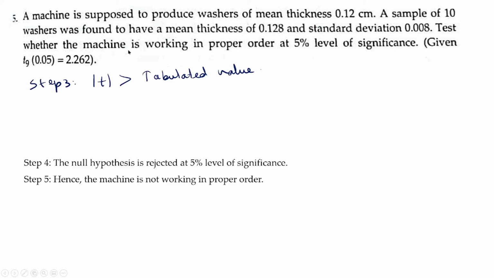So here we can say that the machine is working in proper order only when the mean thickness is 0.12 centimeter. Here we have found that there is significant difference between this population mean and this sample mean. As a result, the machine is not working in proper order.